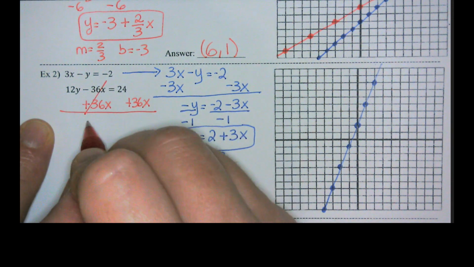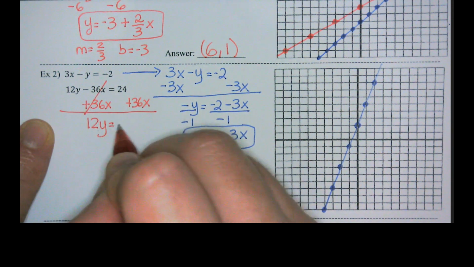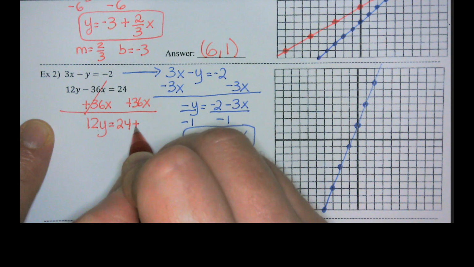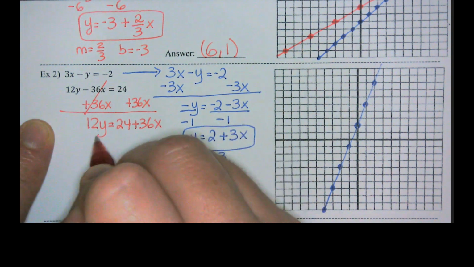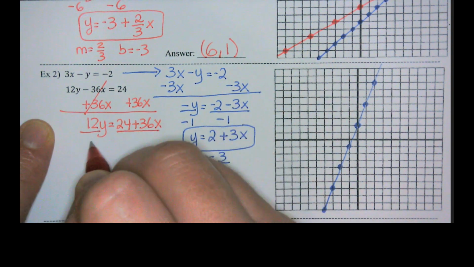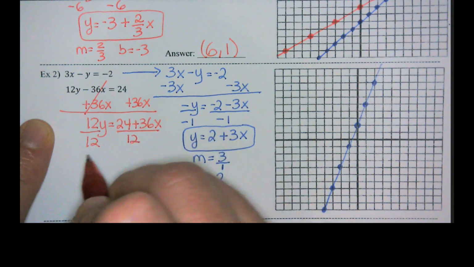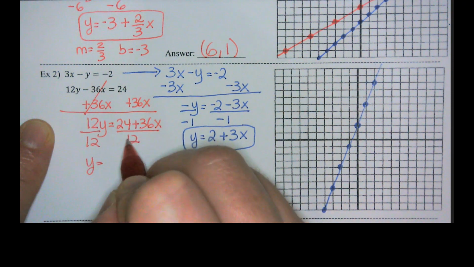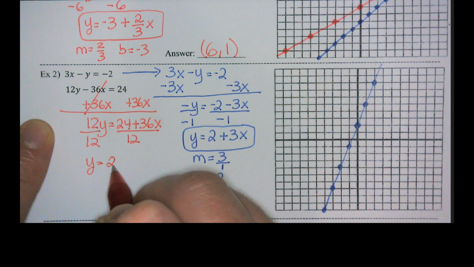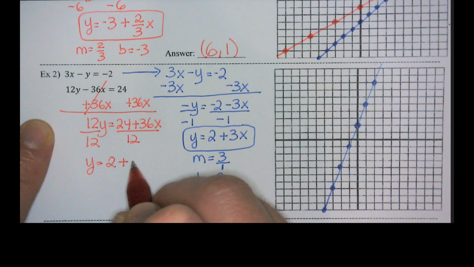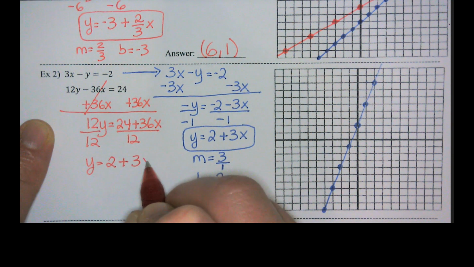And I cancel the 36, so I'm going to get 12y equals 24 plus 36x. And the final step is to divide both sides by 12. When I do that, I'll get 24 divided by 12 is 2, and 36 divided by 12 is 3x.